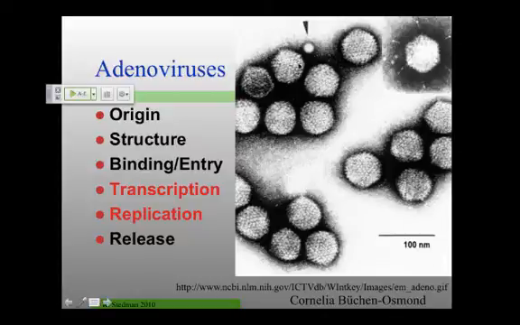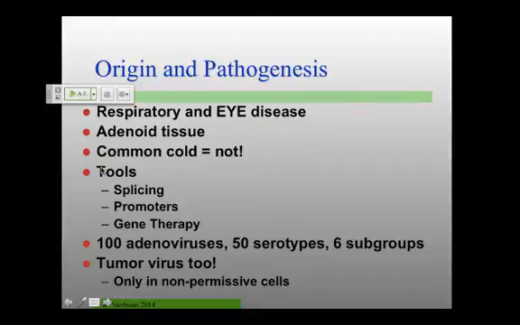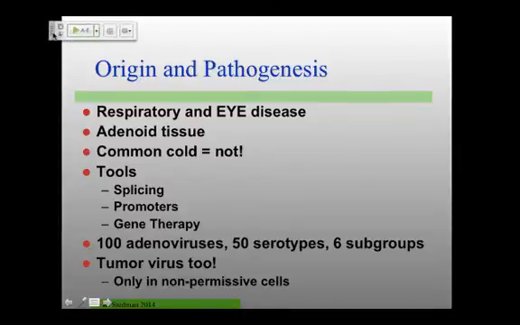Adeno-associated virus right here. This is sort of the classic picture with all of these projections at the five-fold axis of symmetry for adenovirus. So spend a while talking about the structure because the structure is just so absolutely cool. A little bit about binding and entry, but mostly about transcription and replication, and a little bit about how they get out. So where do you find these things originally? Found in respiratory and eye diseases, originally isolated from adenoid tissues.